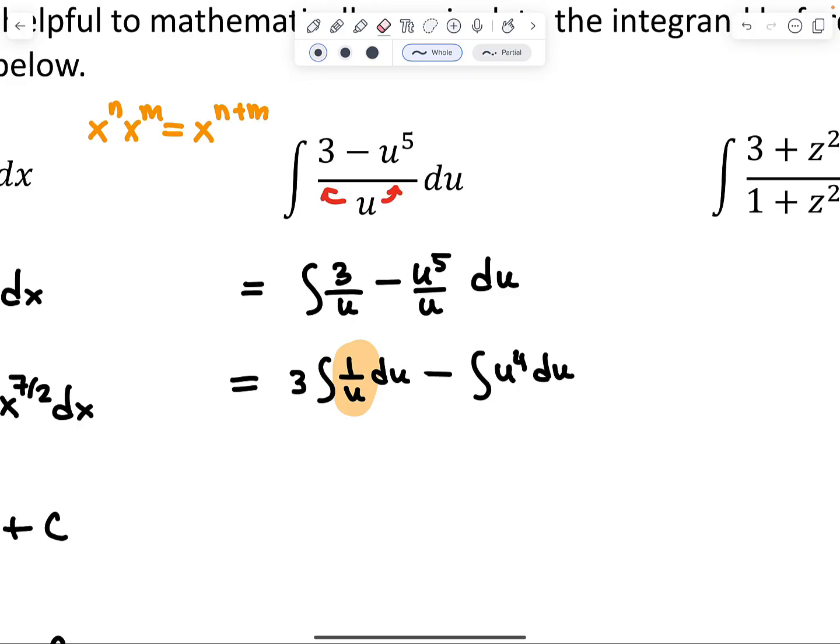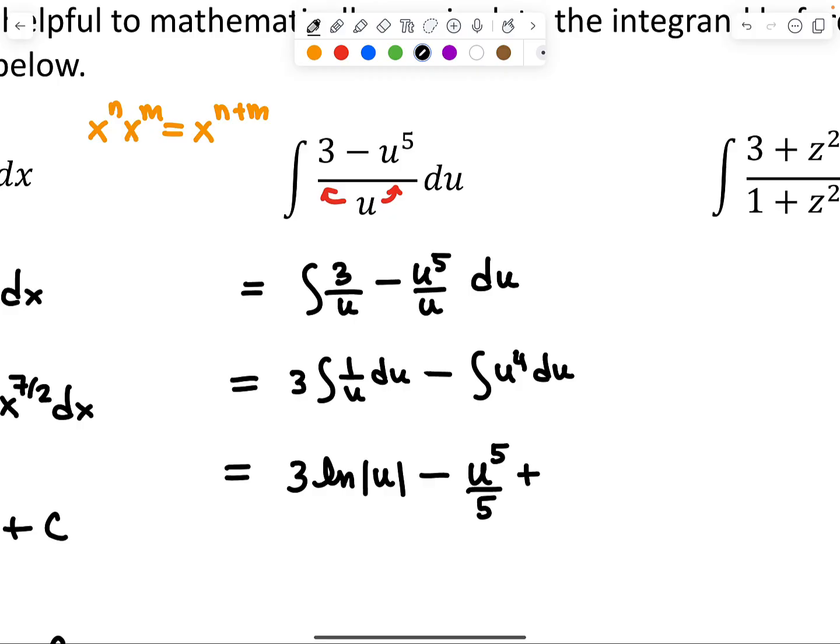I don't use the power rule in this case. So we get 3 times the natural log of, don't forget the absolute value on that u, minus, and then for this second integral, I do use the reverse power rule. 4 will increase to 5, and then we divide by that new power, and then plus c.